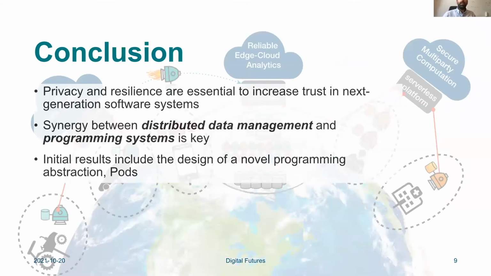To conclude, increasing trust in next-generation software systems requires a principled approach to privacy and resilience. In our project, we leverage the synergy between programming systems on one hand and distributed data management on the other hand. An initial result is the design of a novel programming abstraction called pods, which we hope will simplify building resilient, privacy-preserving systems and applications.